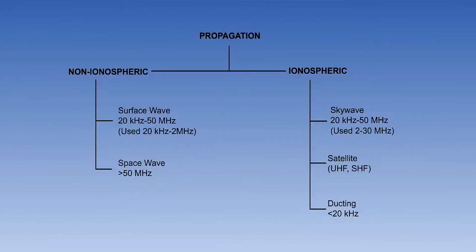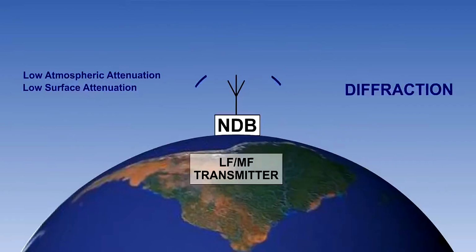Now let us look at the ways in which radio waves are propagated. There are three ways in which electromagnetic energy travels from a transmitter antenna to a receiver antenna. Two of them, surface waves and space waves, do not reach the ionosphere, and collectively they are called non-ionospheric. The third method of propagation, the sky wave, uses the ionosphere. We will look at satellite propagation in its own lesson. Let's start with surface waves.